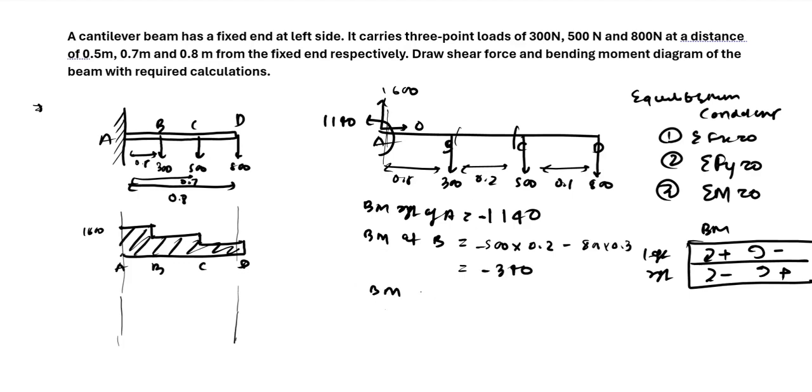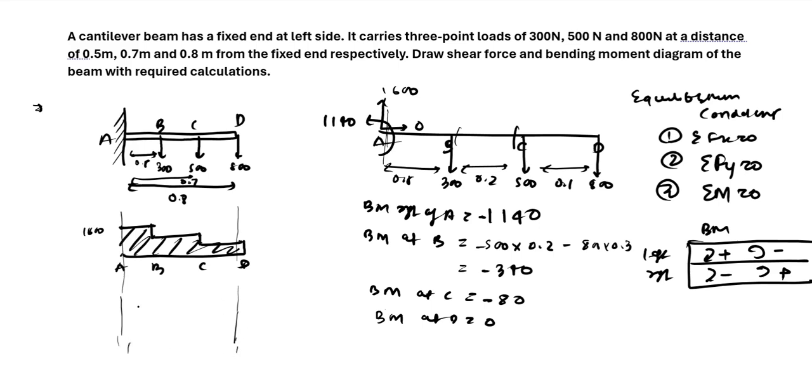And bending moment at C, considering force on the right, will be 800 into 0.1, which is 80, negative, because it is clockwise. And bending moment at D will become 0, because it will be an equilibrium condition. If you consider all the movements, it should come out to 0.